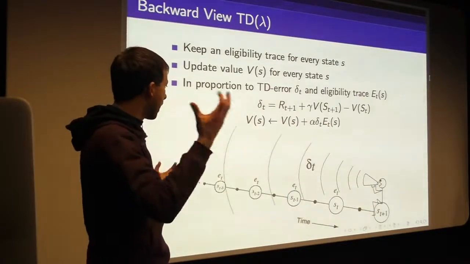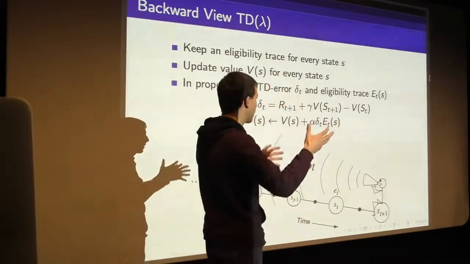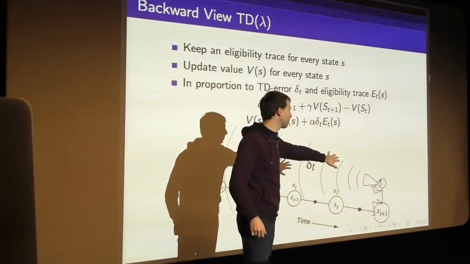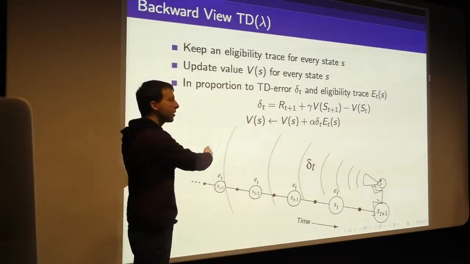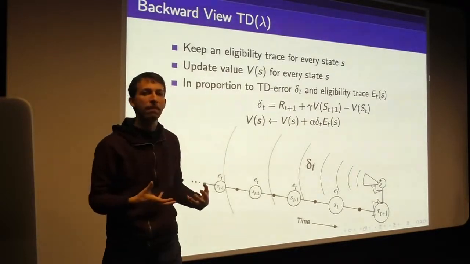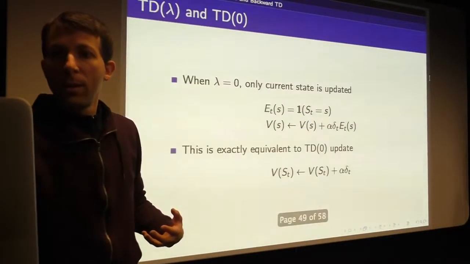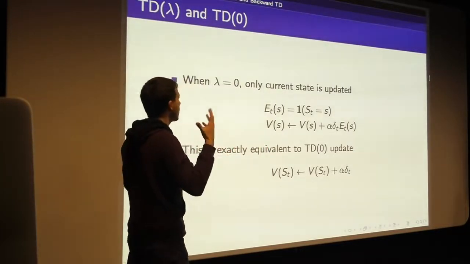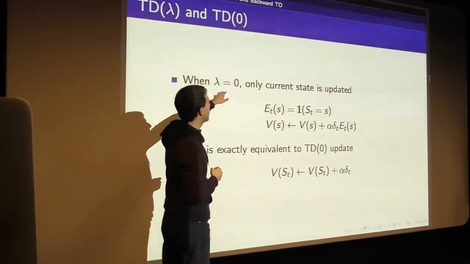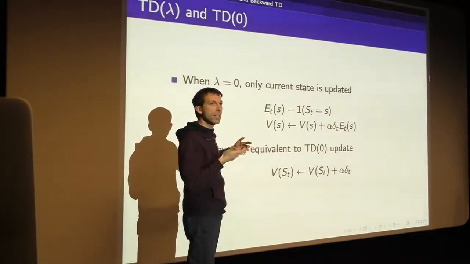And so this has this backwards view now, where we're no longer looking into the future. It's more like this TD error is being broadcast back to every state in the past, and the value function at each of those states is updated in proportion to the TD error. So how does this relate to the algorithms we've seen so far? Well, trivially, we can see that when lambda is 0, this reduces to the TD0 algorithm.